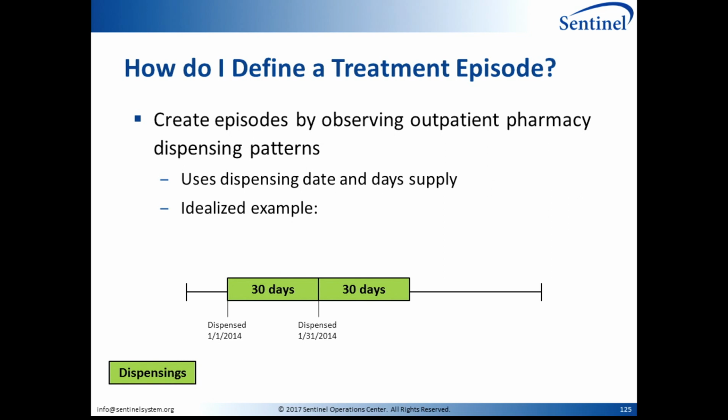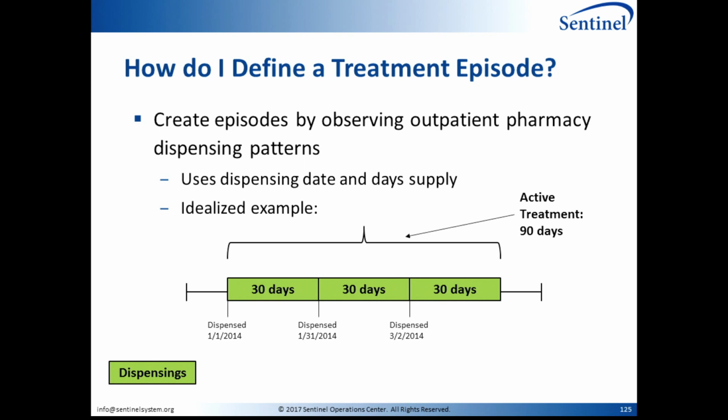They basically get dispensed their 30-day dispensing, they use it perfectly, and then on the very day that it is done, they go and they pick up the next 30-day dispensing, and then again, they use it as described, and then they pick up their next one. Gotta tell you, in real life, this almost never happens. And so this is an example of, if you had perfect people who did exactly as they were told all the time, this is what you would get. You get a 90-day active treatment episode. But what we do have is we have people who either pick up early or pick up late.